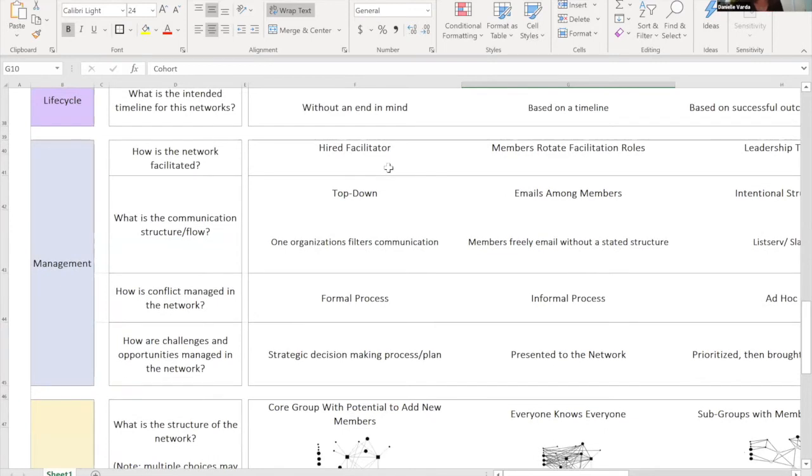Management is something we'll work through in the NLTA. Again, just understanding how we are going to manage this network is something we probably want to think through. How is the network facilitated? What is the communication structure flow? How is conflict going to be managed? How are challenges and opportunities managed in the network?